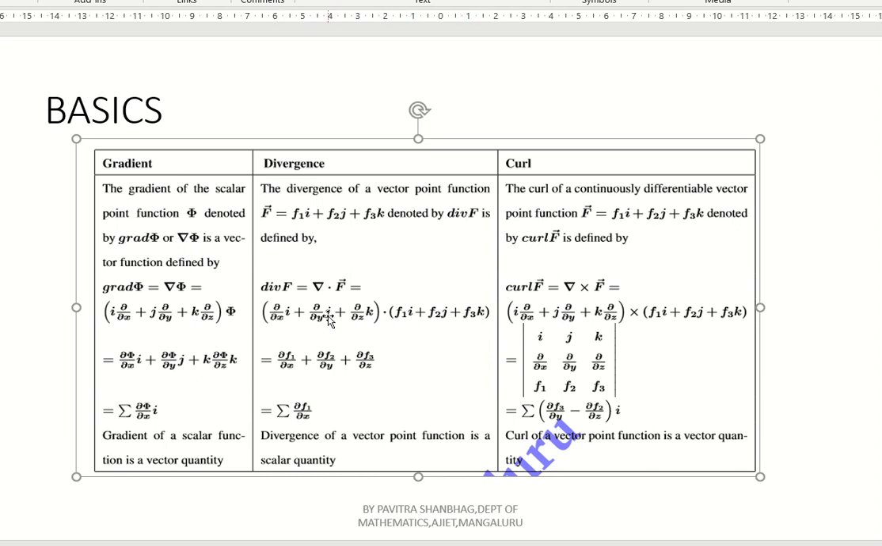Now the dot product of like vectors is 1 and the dot product of unlike vectors is equal to 0. Because of that, how to write? That is nothing but i dot i is 1, j dot j is 1, k dot k is 1.